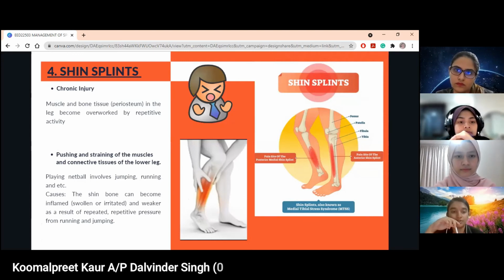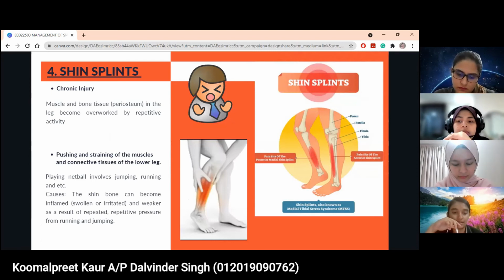Muscle and bone tissue known as periosteum in the leg become overworked by repetitive activity. So shin splints usually occur by pushing and straining of the muscles and connective tissues of the lower leg. As we are all aware, playing netball involves jumping, running, and many other movements. So this will cause the shin bone to become inflamed, swollen or irritated, and weaker as a result of repetitive pressure from running and jumping.